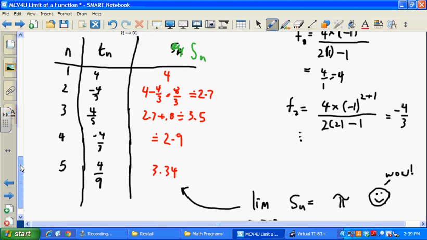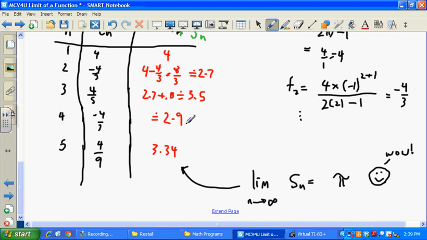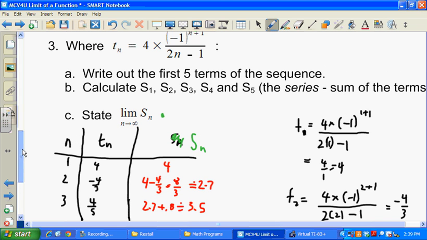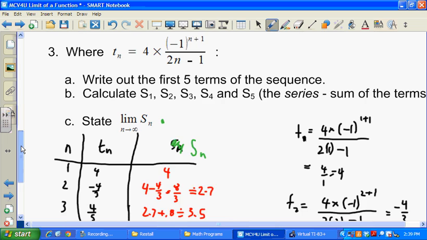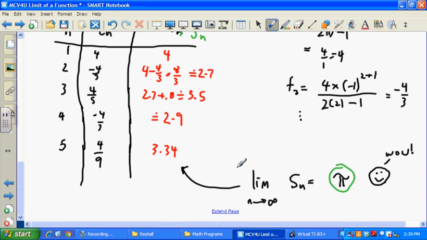If I keep doing this forever, and that's the idea of this limit, keep doing this forever, what do I end up with? Well, it's jumping back and forth. We could guess, but it is pi. This definition, where we added up all of the terms in this sequence and let n go off to infinity, the limit of that is equal to pi. So that's, wow, that's pretty cool.